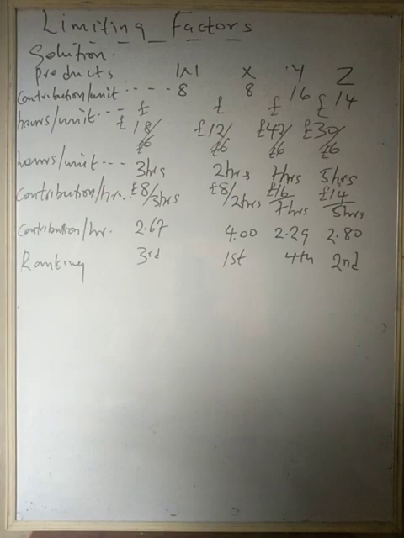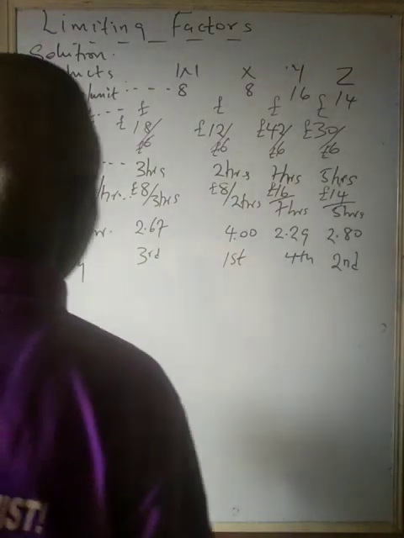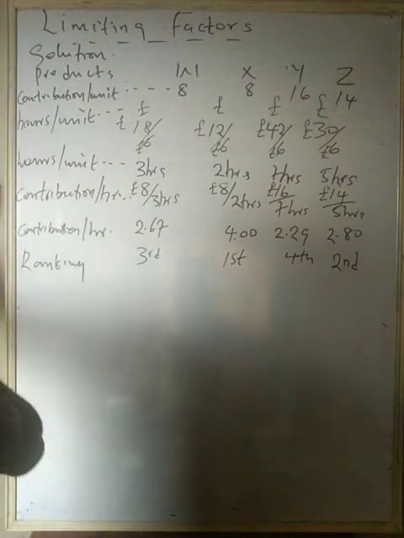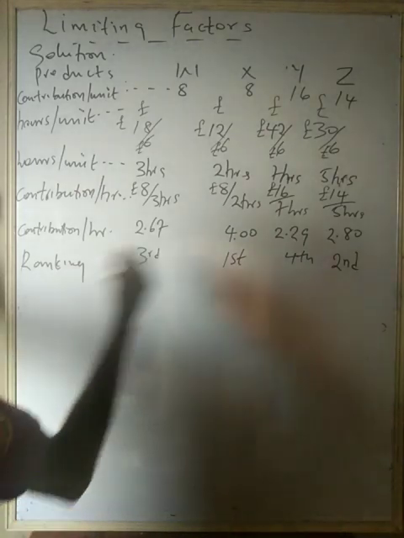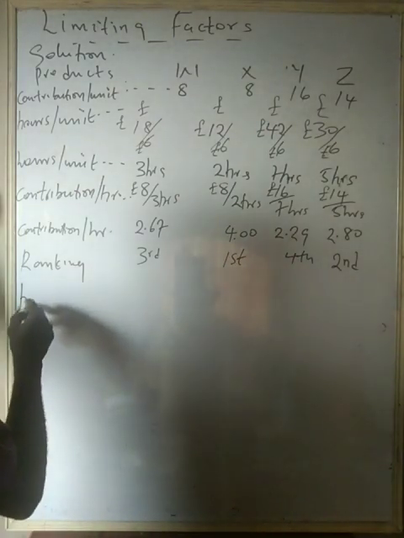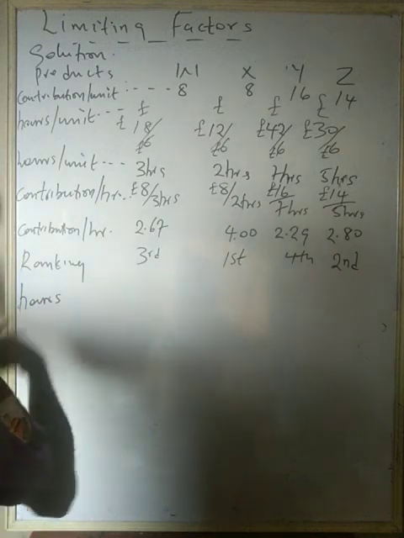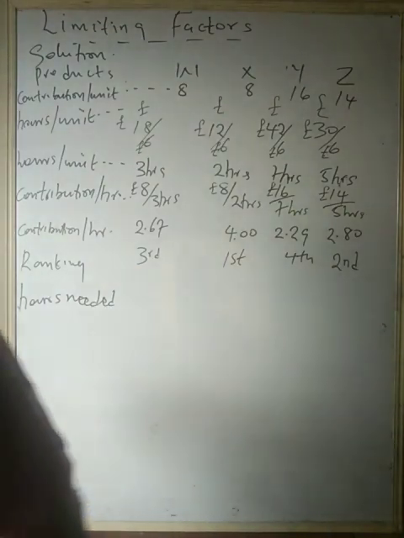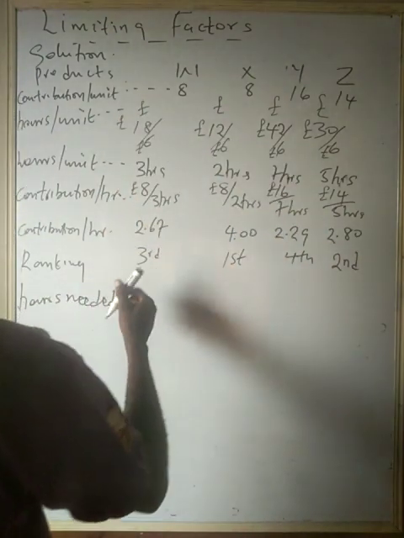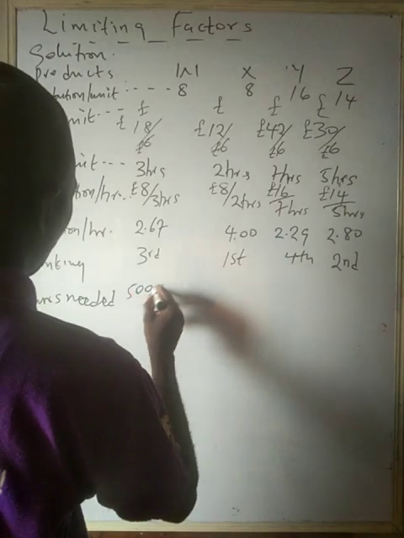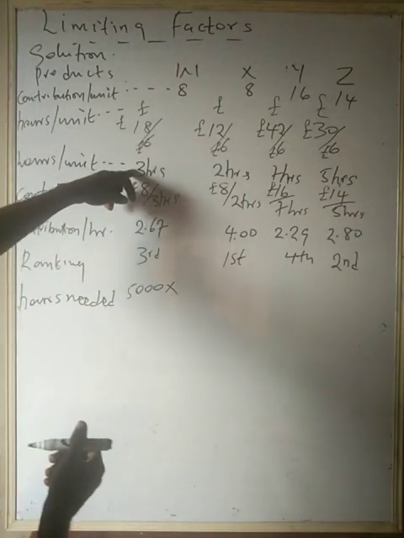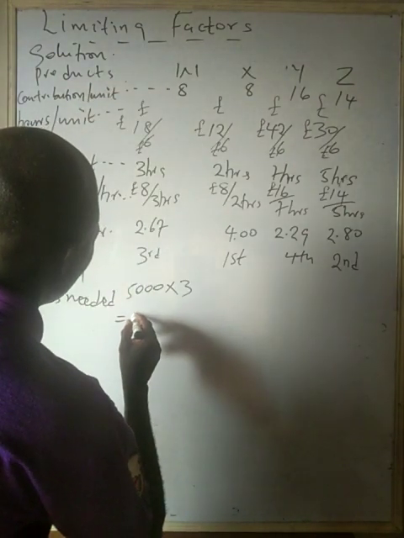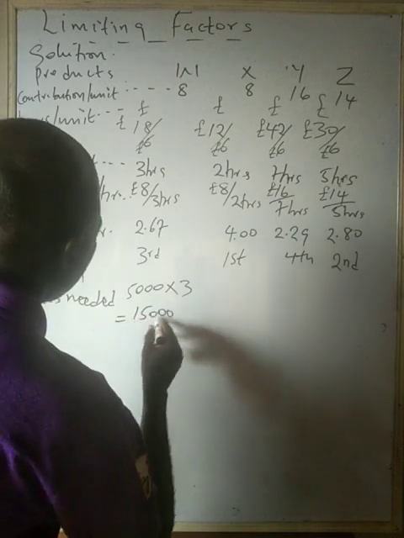But for us to know, because the hours may not be enough, let's determine the total hours needed. Hours needed is 5,000 units multiplied by the hours per unit, 3 hours. And that gives us 15,000 hours needed.